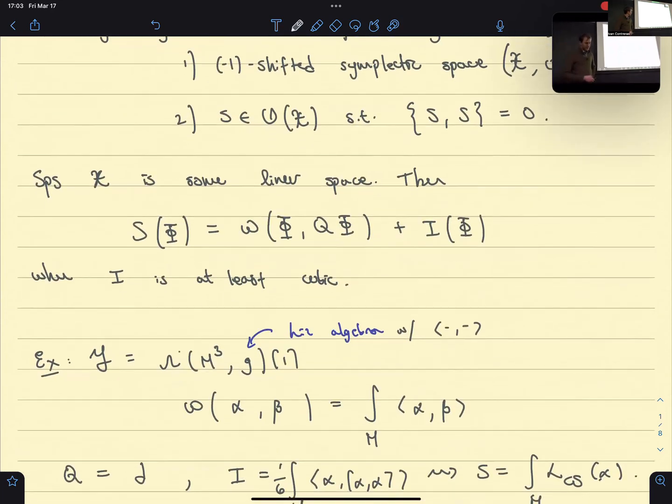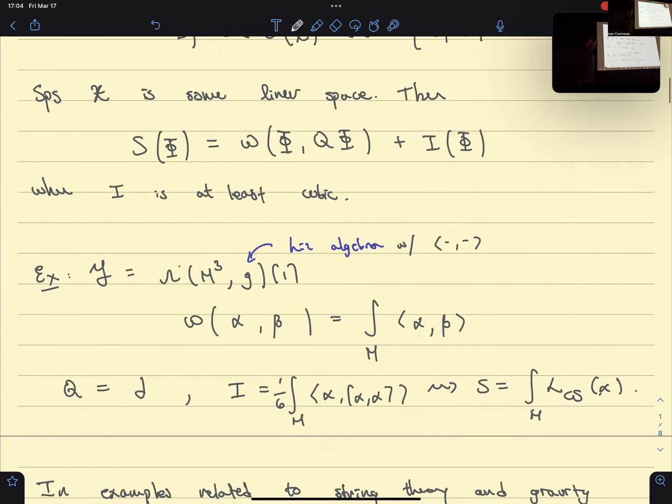So in the case that X is some linear space, then it's typical to decompose this action into a quadratic part and a part which is at least cubic. So I is what's called the interaction. And the quadratic part always looks like this. So it's the shifted symplectic form evaluated on the field phi and the field q times phi, where q is just some differential here. So q will be a differential on this linear space X. And this functional, it's good to point out, is just a degree 0 thing. So I have shifted structures around, but S is just a degree 0 function.